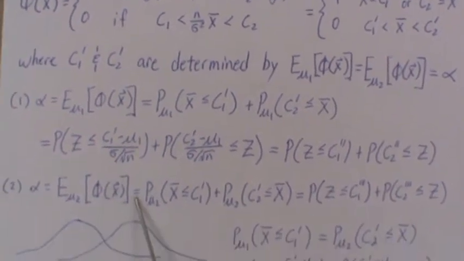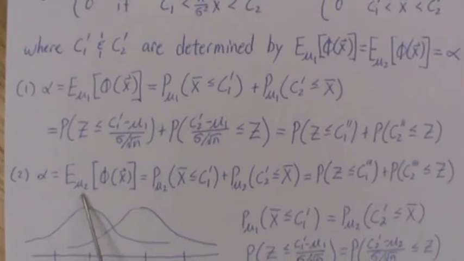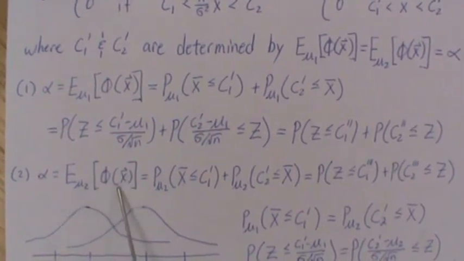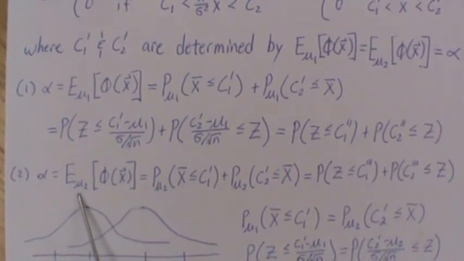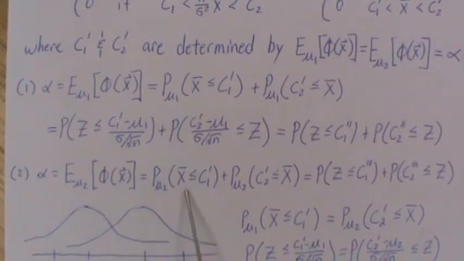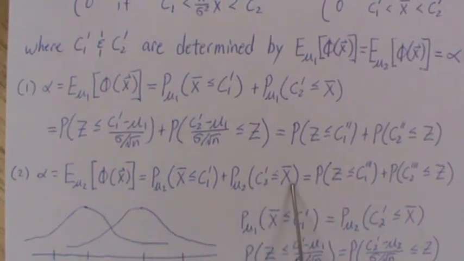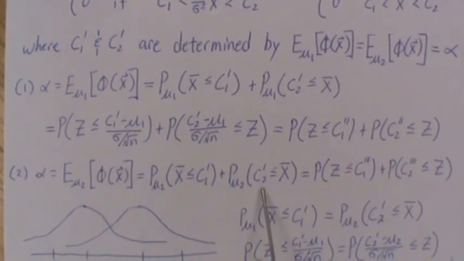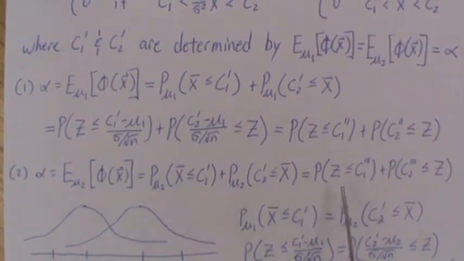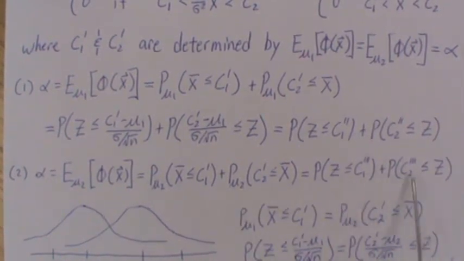Now the second equation is that alpha is equal to the expected value of the test function, assuming mu2 is the correct value, which are these: the probability x bar is less than C1 prime, given that mu2 is the correct value, and the same way here, x bar is greater than or equal to C2 prime, given mu2. And then of course you can subtract mu2 divided by the standard deviation and transform it here.